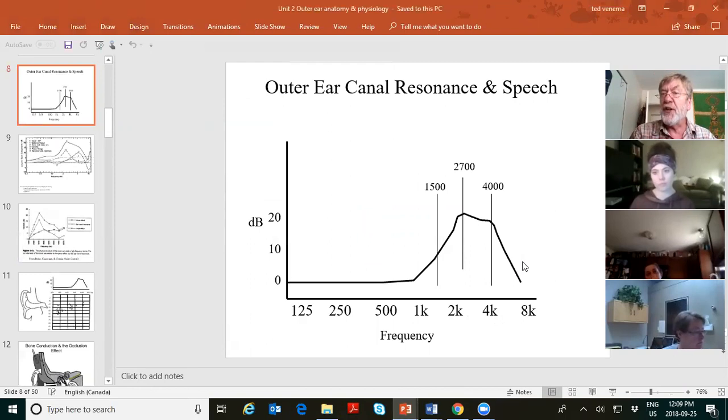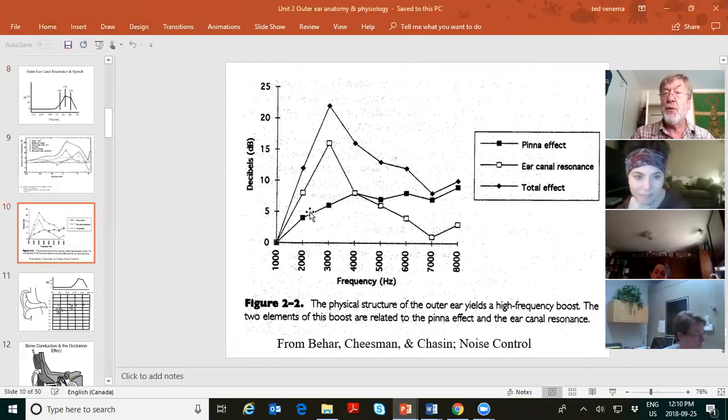So that resonance at 3,400 is going to be spread. And in the typical human ear, the resonance of your outer ear canal falls between 1,500 hertz and 4,000 hertz, and it has a peak at around 2,700 hertz. It adds about 20 decibels. And that's important because what does that do?